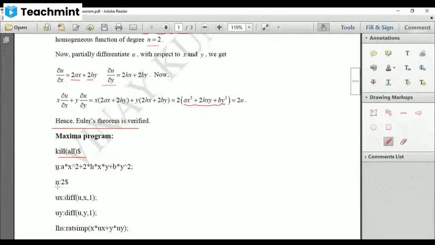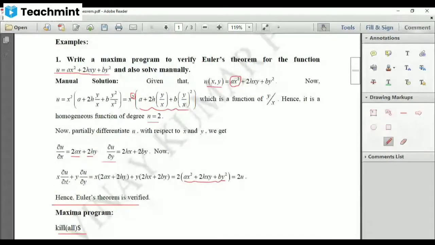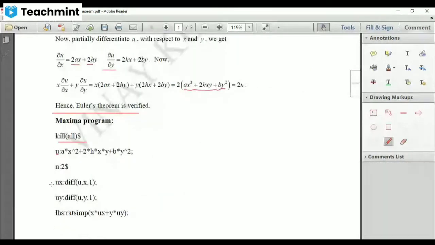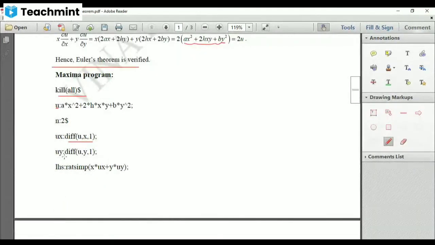Then what is the degree? n is a temporary variable assigned with 2, n colon 2. That means n will be stored with value 2. We don't want to display this, so use the $ sign. Then after this, what we have done? We have found derivatives. So differentiate. Let us say ux colon differentiate(u, x, 1). That means this will be giving you ∂u/∂x. Similarly, uy colon, in uy we will store differentiation of u with respect to y one time. That is ∂u/∂y. We are displaying these two.